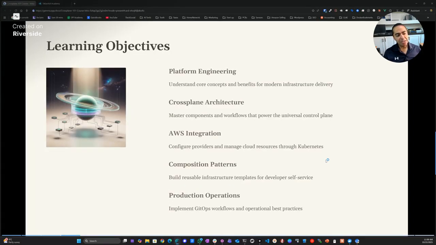Learning objectives, basically what is platform engineering and how does it relate to DevOps? And why am I talking about platform engineering as opposed to DevOps? What's the difference? We'll talk very quickly on that. The Crossplane architecture itself, the different components, the workflows that power this universal control plane, and then the AWS integration, how do you integrate? And then the composition patterns, how do you build like Lego blocks? And if you've built something before, how do you reuse it in Crossplane?